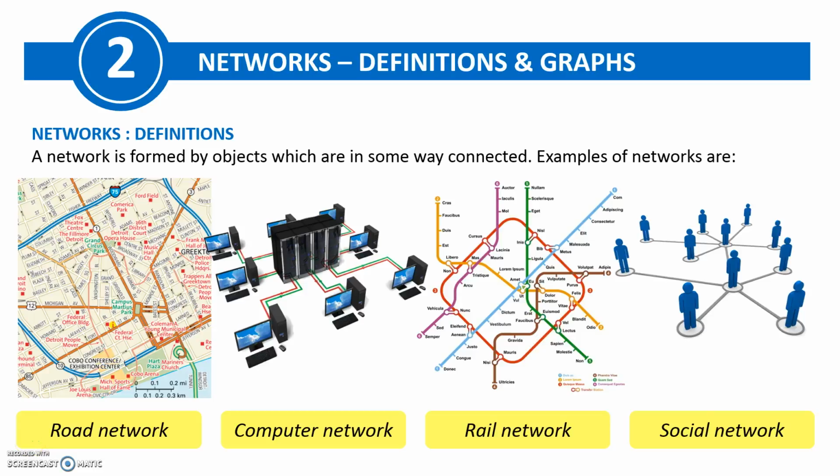Okay, we're looking at set 2 now, networks, definitions and graphs. A network is formed by objects which are in some way connected. We've got 4 examples that we talked about in the introductory video.